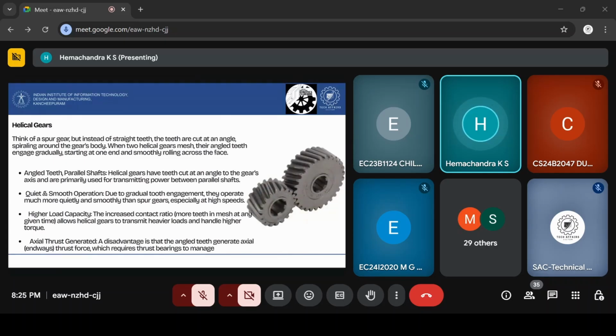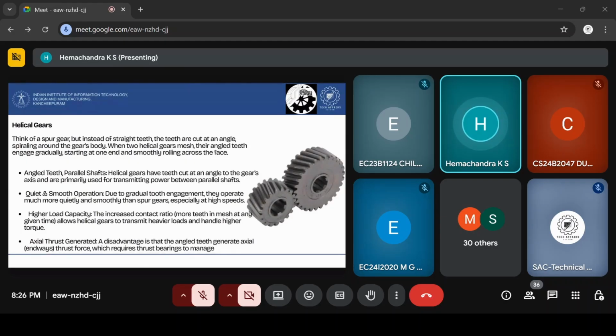Next are helical gears. These are very similar to the spur gears, but the teeth are cut at an angle. The gear's teeth are cut at an angle so that it will prevent much friction and ensure smooth rolling across the face. Here also, we will install two parallel shafts. We can receive a smooth operation over here. It can even take a higher load capacity. The only issue here is the axial thrust generated. To manage this thrust in the helical gears, we will install thrust bearings.